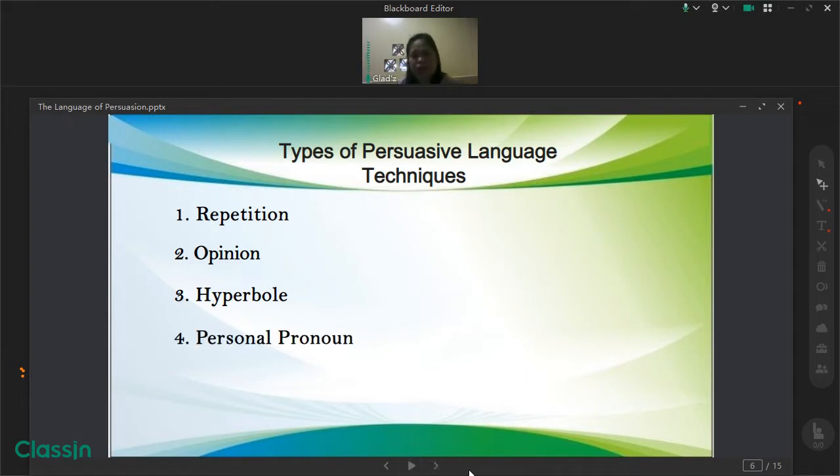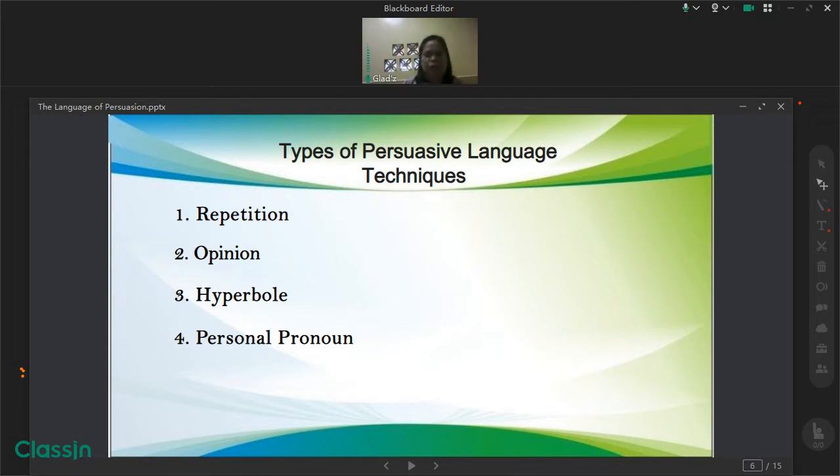Okay, next we have number 4, personal pronouns. So we all know that personal pronouns are used to substitute nouns, and with the use of personal pronouns your readers see that you are speaking directly to them. So we use personal pronouns in persuasive language techniques for our readers to see that you are speaking directly to them. For example, the use of we, you, our, and us. Make the audience believe you are speaking only to them.